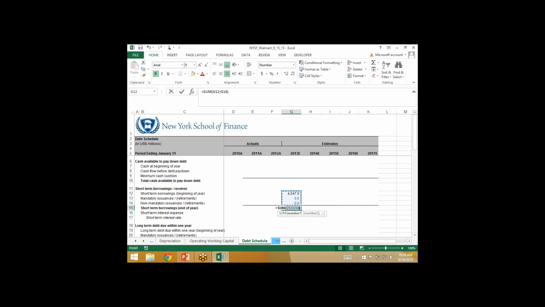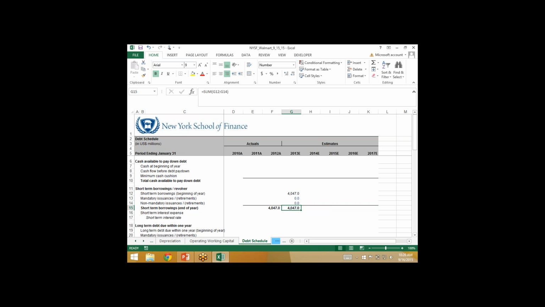So the short-term debt at the end of the year is the sum of the starting point plus any other debts that might be raised. If it was a pay down, it'd be a negative value in there, but you're still summing it, right? Because if there's a pay down, it'd be the beginning of the year less any issuances or retirements.